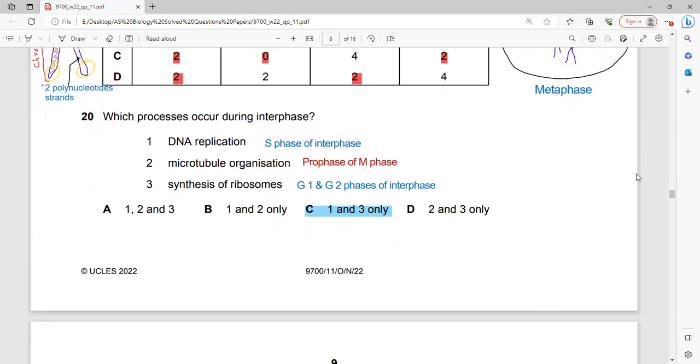Which processes occur during interphase? The cell cycle contains interphase and M phase. During M phase, the cell is dividing, while in interphase, the cell is growing and preparing for division. DNA replication takes place in the S phase of interphase. What about microtubule organization? That's part of prophase of the M phase, so this is not included in interphase. Synthesis of ribosomes takes place in G1 and G2, growth 1 and growth 2 phases. So that's why options 1 and 3 are correct.